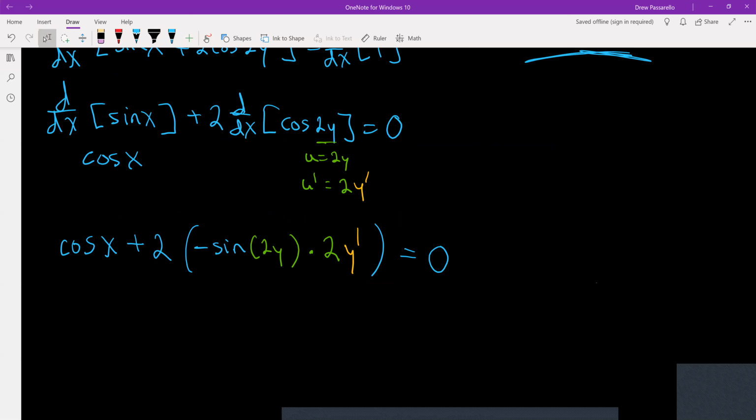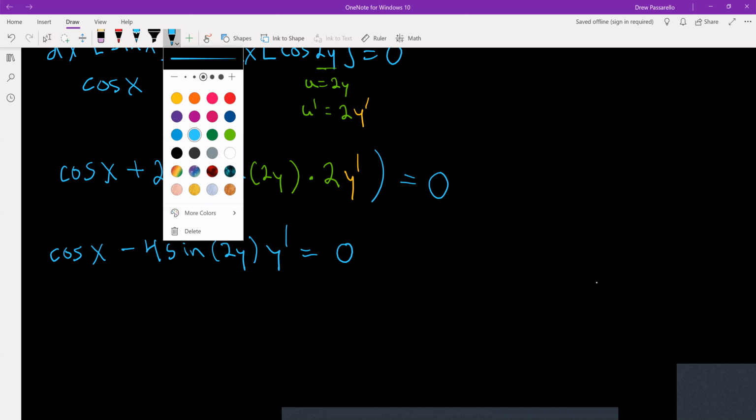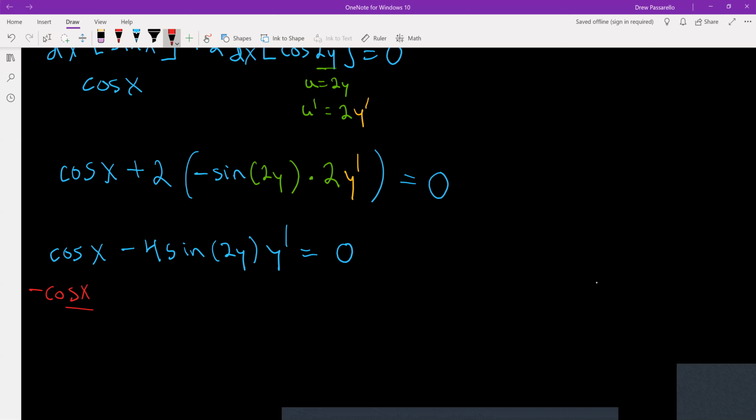All right, so I'm going to rearrange it some. I have cosine x, and 2 times 2 is 4, so I'll have minus 4 sine of 2y times y prime, equal to 0. For cosine x, I would subtract cosine x from both sides since it does not involve a y prime. So I have negative 4 sine of 2y, y prime, equal to negative cosine x.